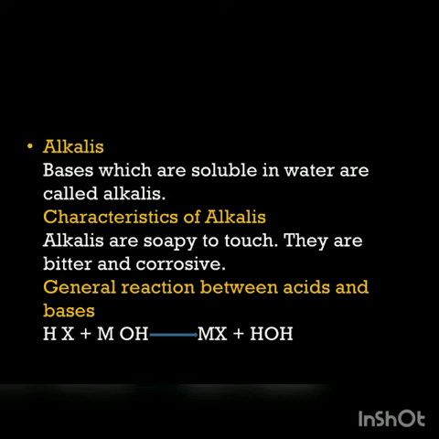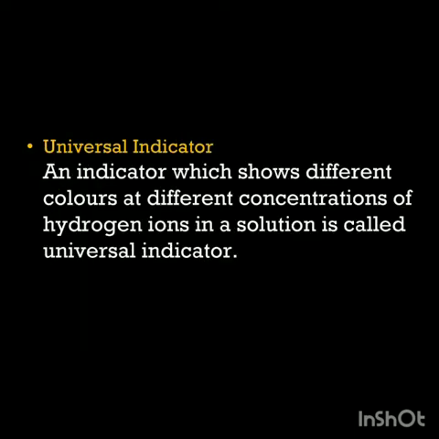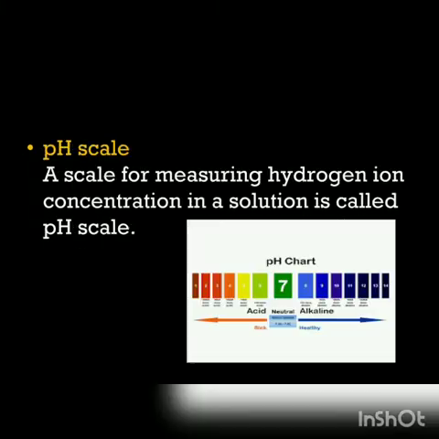Characteristics of alkalis. Alkalis are soapy to touch. They are corrosive in nature and bitter to taste. Universal indicators. An indicator which shows different colors for different concentrations of hydrogen ions in a solution is called a universal indicator. pH scale. A scale for measuring hydrogen ion concentration in a solution is called the pH scale.